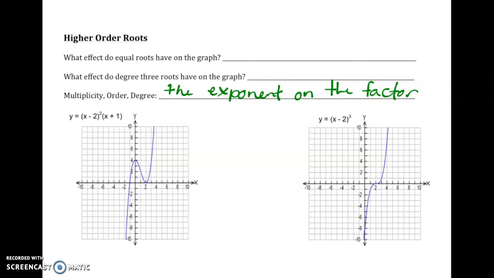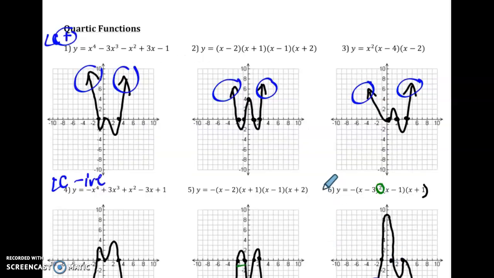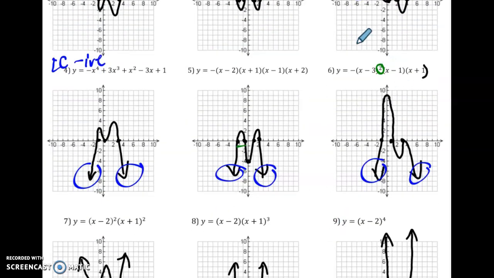So if we go back to our examples, with our quartic functions here, when the degree was 2, or when it has a multiplicity of 2, or an order of 2, or some people say a double root, we want to see what happened to our actual graph. The bracket that had a 2 on it was at x equals 3. If we look at what happens at x equals 3, we'll see that it doesn't go straight through the x-intercept. It actually bounces off. So it causes that bounce.